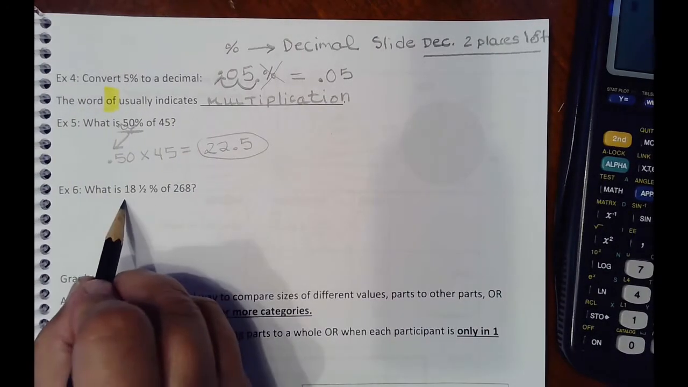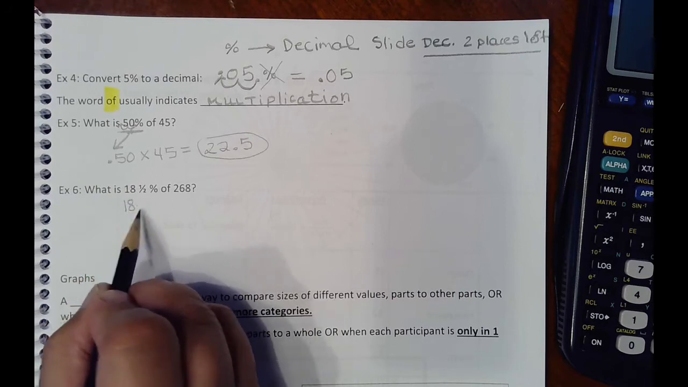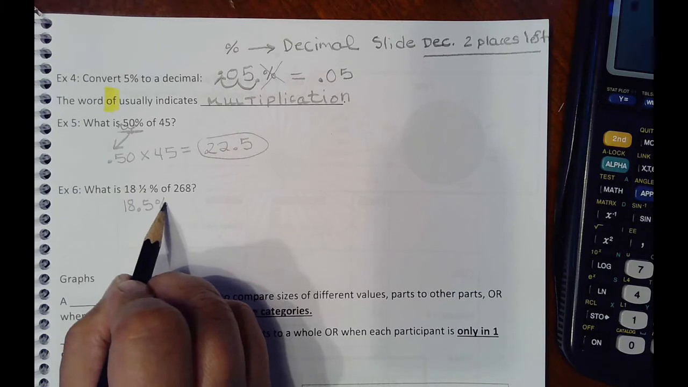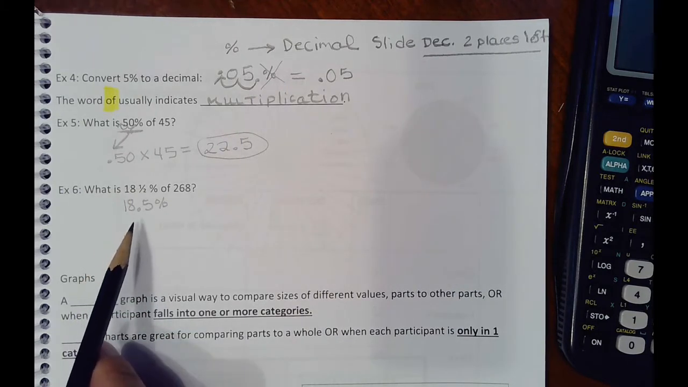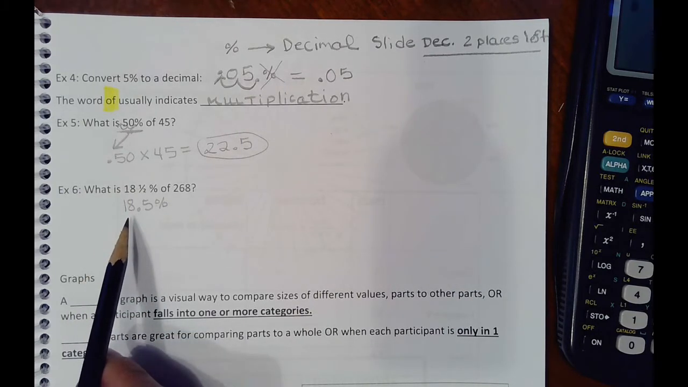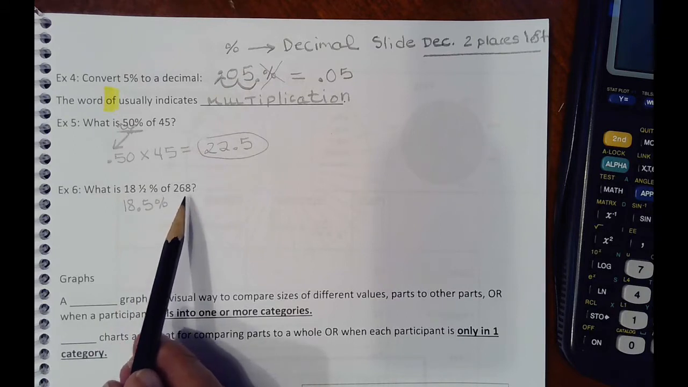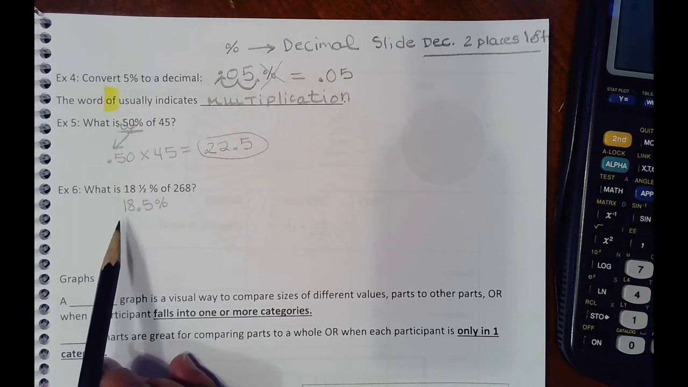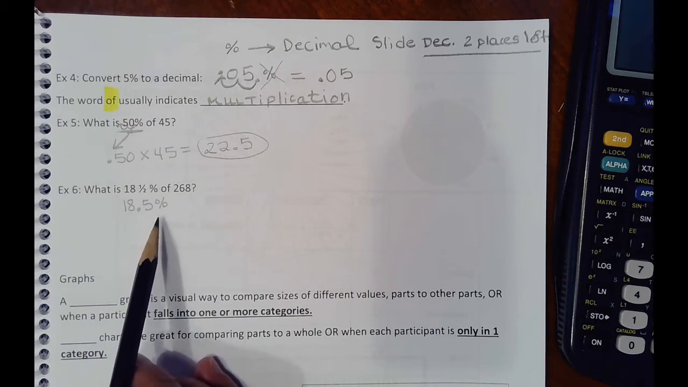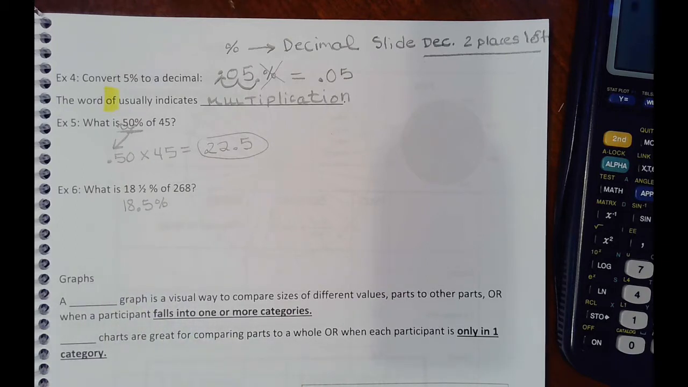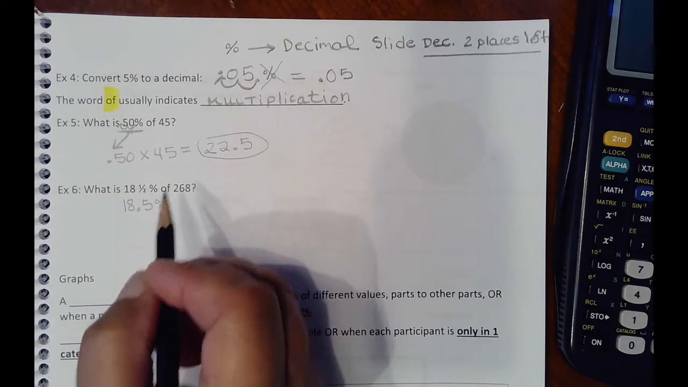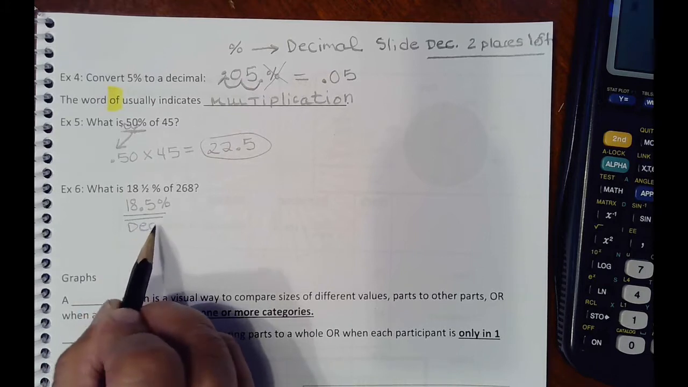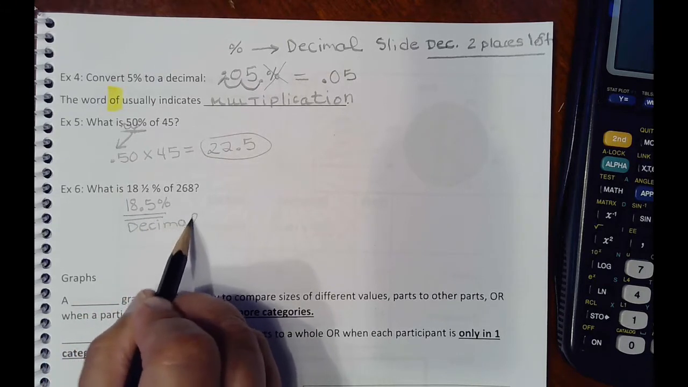So what you're being given right here is 18.5%. So if you're going to use this percent to find 18.5% of 268, you need to convert this into a completely true decimal without the percent, and then you can find 18.5%. Always use the percent in its decimal form when you're trying to find a percentage of a number.